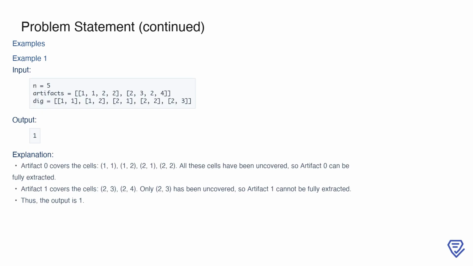For artifact 0, all its cells 1,1, 1,2, 2,1, and 2,2 are present in the uncovered cells, so it can be fully extracted. However, for artifact 1, while 2,3 is uncovered, cell 2,4 remains covered, meaning it cannot be fully extracted. Therefore, the output is 1, as only one artifact can be fully extracted.